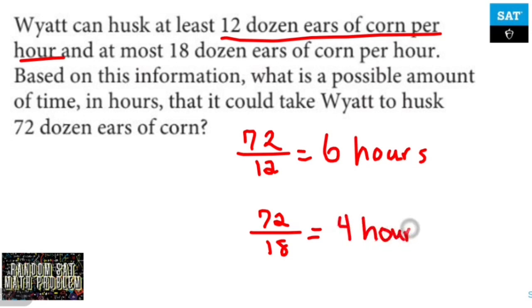So there's an infinite amount of answers here, but it's saying what is a possible amount of time in hours that it could take Wyatt. Well, it could take him 4, it could take him 6, it could take him 4.5, it could take him 5.5. I'm just going to say 5. But really anything between 4 and 6, and technically including 4 and 6, will be acceptable, but that's probably the most common answer that one would give.